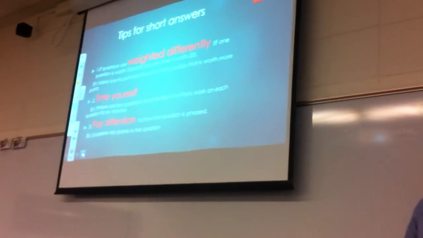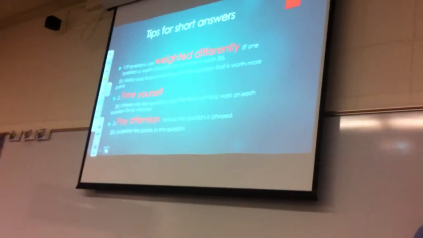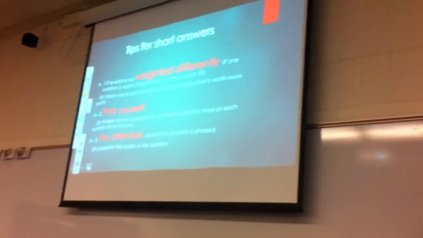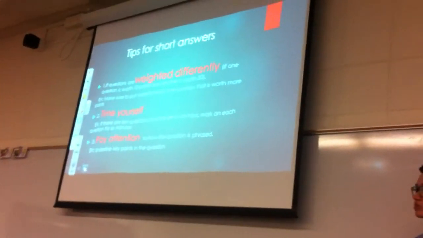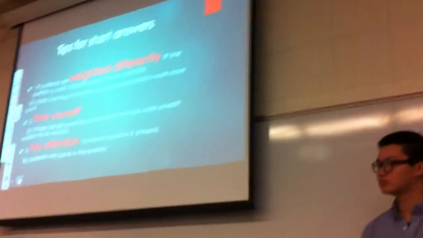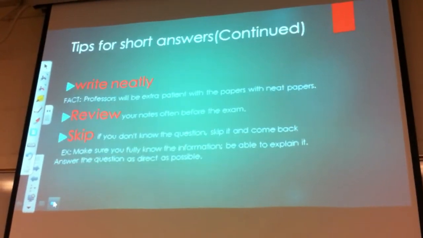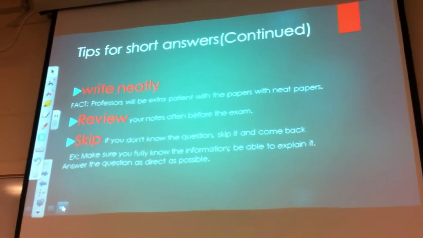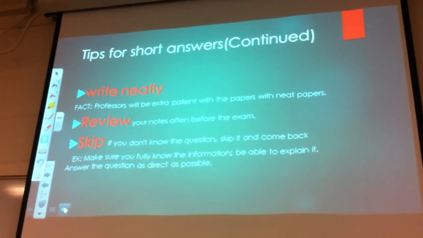So tips for short answers are, if the questions are weighted differently, make sure to pay attention to that. If one question's worth 10 points and another is worth 30, make sure you spend more time on the 30-point question. Then you should also time yourself, like if there are 10 questions and the test is an hour, then work on each question for about 6 minutes. And you need to pay attention to how the question is phrased, like if it says true or false, all that stuff. And also write neatly. Sometimes if your professor or instructor can't read your handwriting, they'll just mark it wrong even though you could have had the right answer.